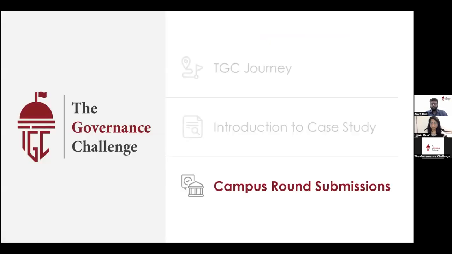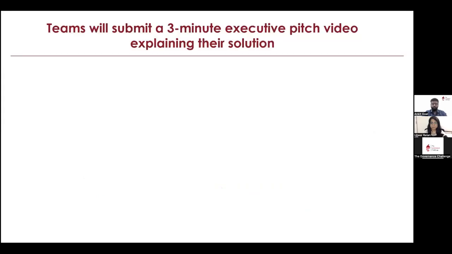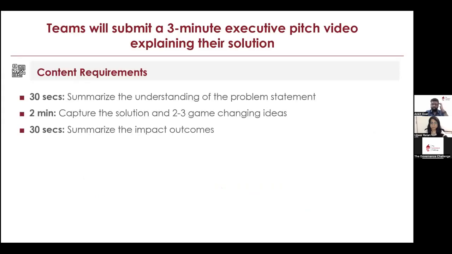Talking about now the submissions. So we're very clearly talking about two kinds of submissions that need to be made. The key submission is the 3-minute executive pitch video, which would be supported by a one-pager. Let's first focus on the video. So the video, as we see, has 3 parts to it. The 3-minute video is broken down right now into 3 parts. The first one is the 30-second part where you summarize your own understanding of the problem statement.